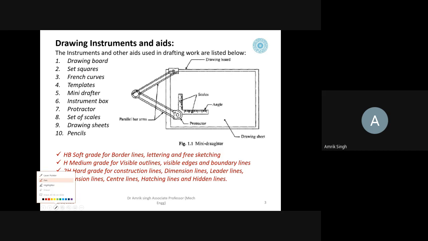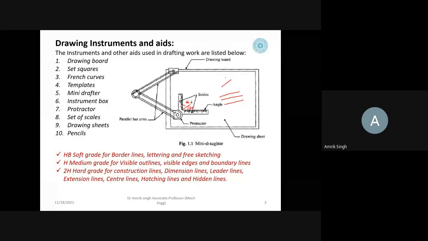Suppose I have set this to say 30 degree. So say this is 30 degree. All the lines will then be drawn parallel to 30 degree like this. Or if I have set this angle to 60 degree, and I have to draw the lines like this, they all will be at 60 degree. So the first thing is the drawing board.